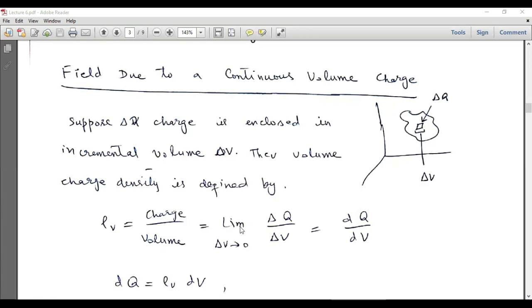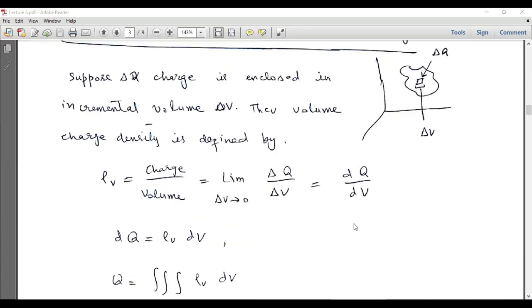If we assume that the volume of this differential element is very small, then we can apply the limit as delta V tends to 0 of delta Q divided by delta V, and by the definition of the derivative, this will be equal to dq divided by dV. Suppose delta Q charge is enclosed in incremental volume delta V, then volume charge density is defined by rho V equal to dq divided by dV. From this expression, the charge dq will be the product of volume charge density and the differential volume.